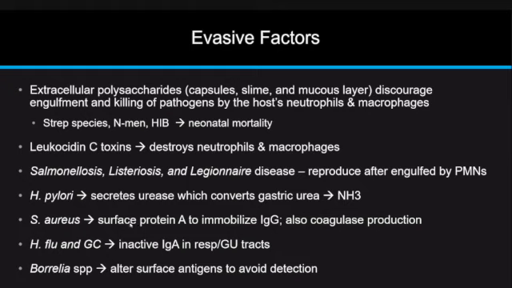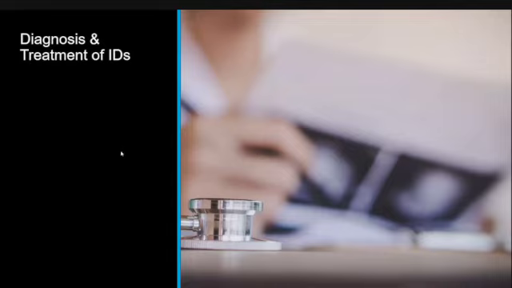Staph aureus surface protein A can immobilize IgG. It can also produce coagulase. H. flu and GC inactivate IgA in the respiratory and GU tracts. So we know that IgA is in our mucous membranes, and Haemophilus influenzae and the gonococcus have the ability to inactivate our own IgA in those mucous membranes in the respiratory and GU tracts, which allows them to evade some of our normal defenses. And Borrelia can actually alter its surface antigens to avoid detection. Fascinating. So fascinating. So how do you diagnose and treat these?